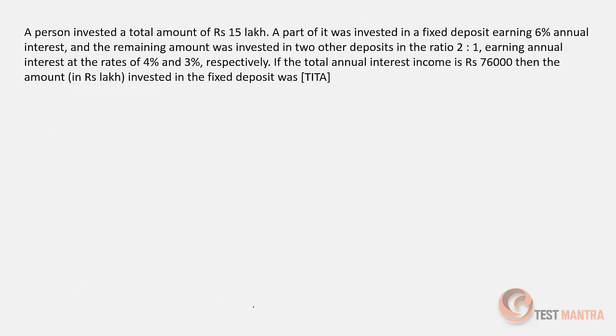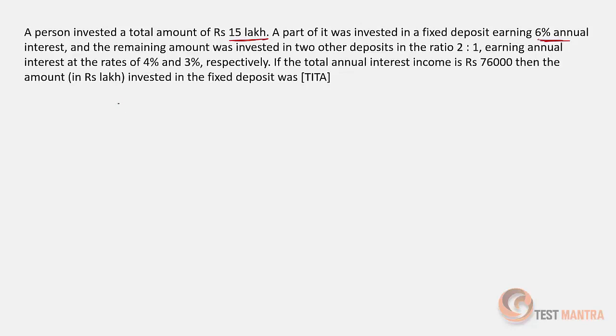Next one. A person invested a total amount of rupees 15 lakhs, a part of which is invested in a fixed deposit earning 6% annual interest. If nothing is given, that means it's basically simple interest, and the remaining amount was invested in 2 other deposits in the ratio of 2:1.